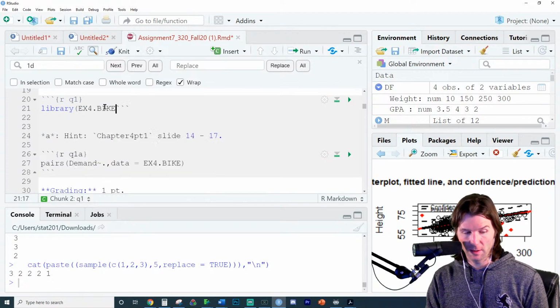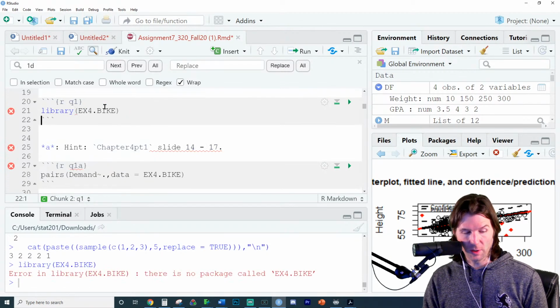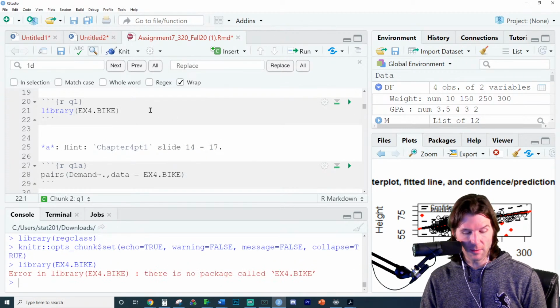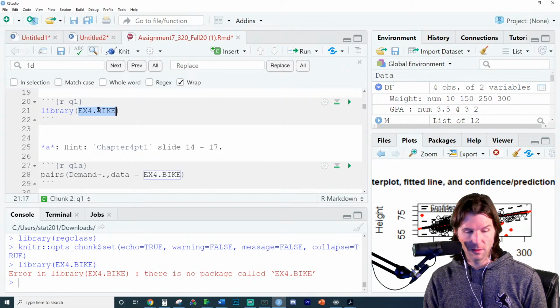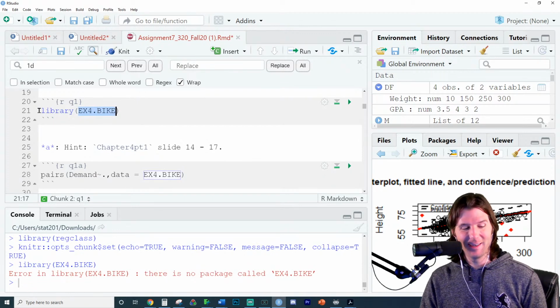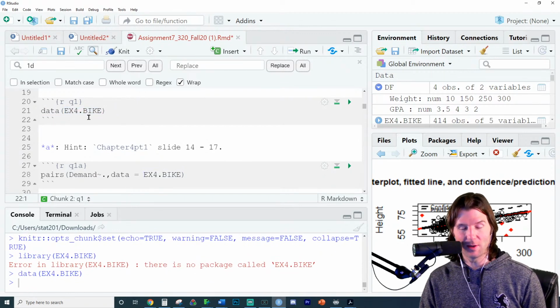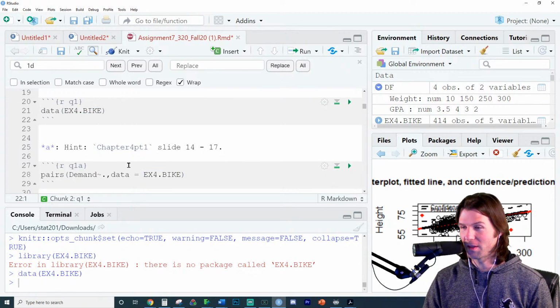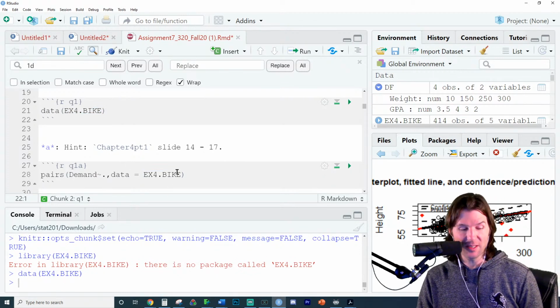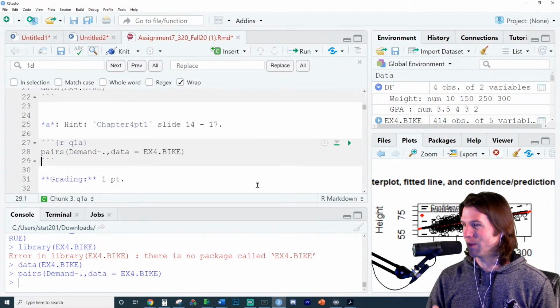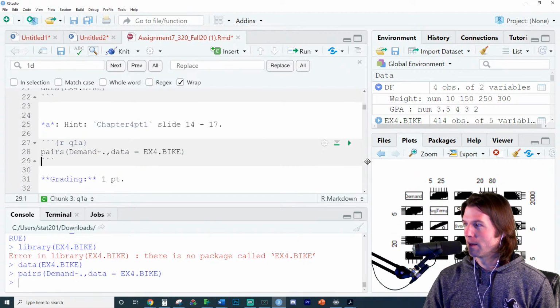Very important right here. Oh, I'll show you a quick trick. Oh, and then there we go. I didn't have reg class. Oh, because I didn't. You follow the same format as before. Yeah, basically. Y tilde x comma data equals, and we get it right here.